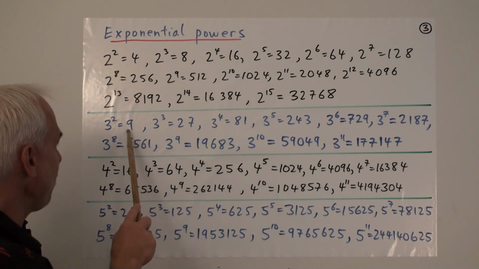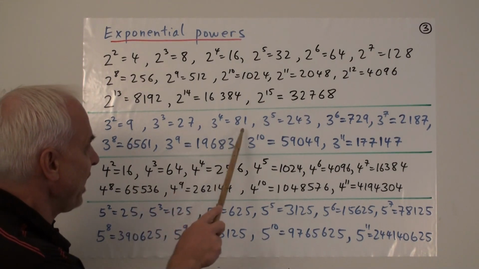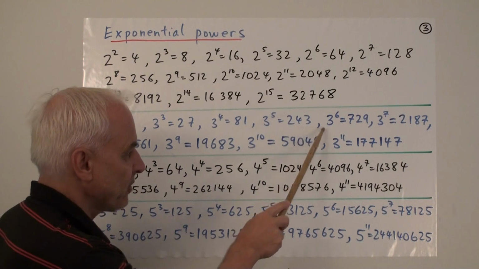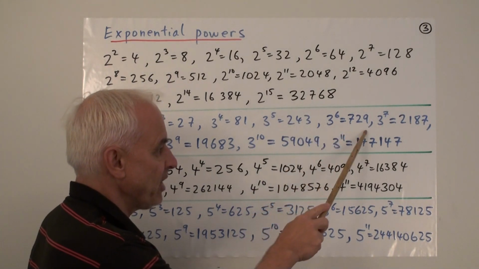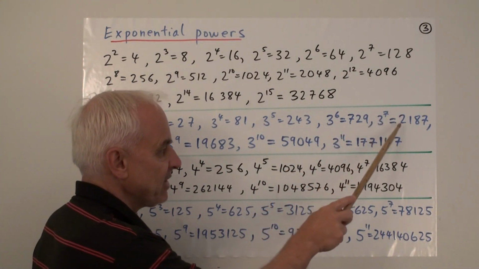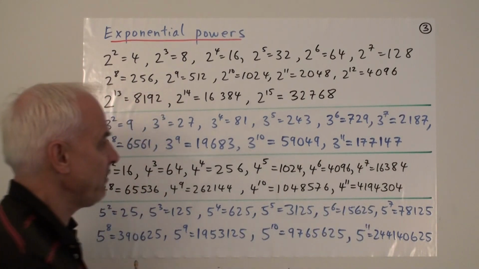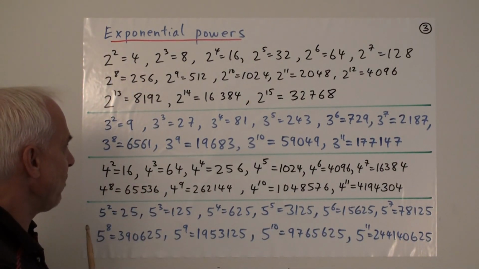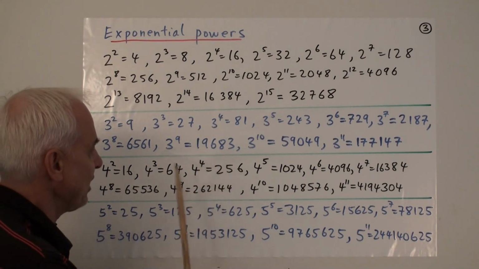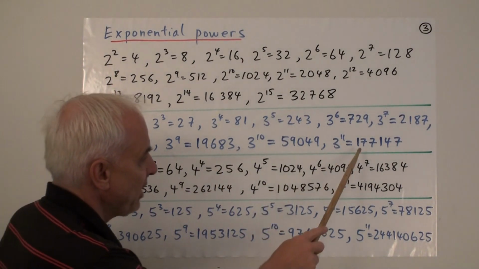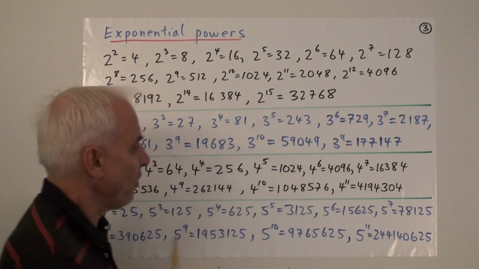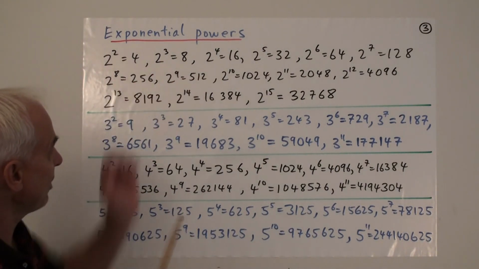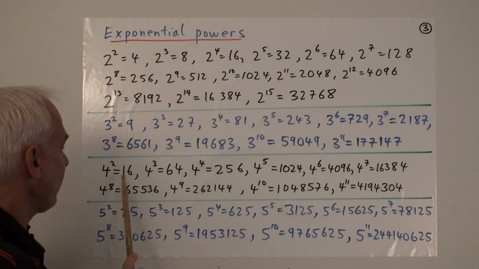So the powers of 3 go from 9 to 27 to 81, then 3 to the 5th is 243, 3 to the 6th is 729, 3 to the 7th is 2,187, 3 to the 8th is 6,561, and then 19,683, 59,049, 177,147. Powers of 4, very closely connected with powers of 2, of course.